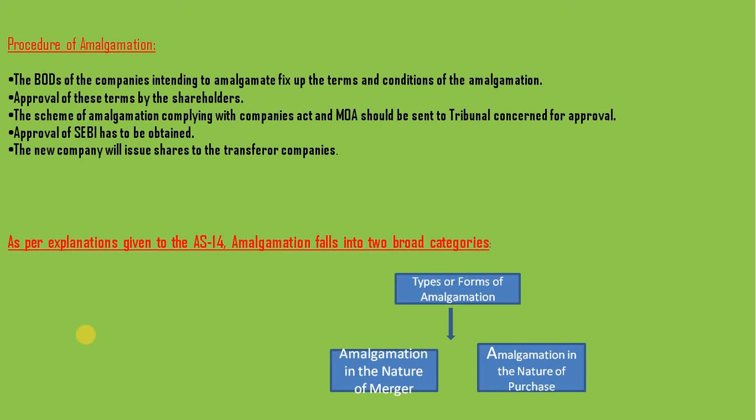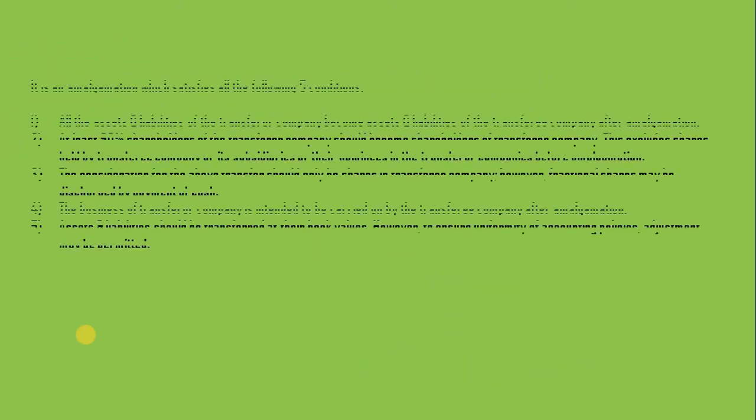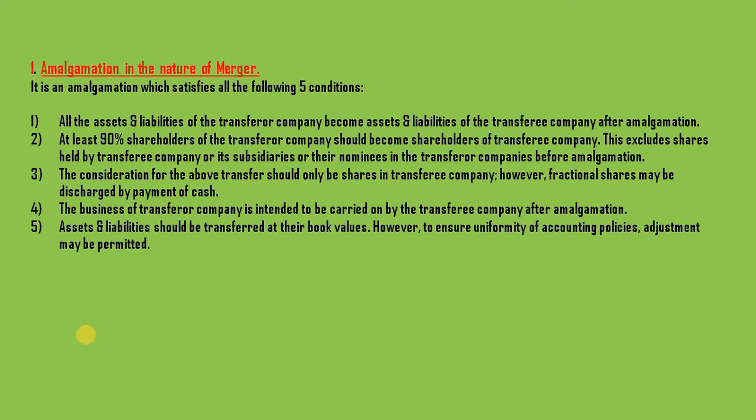So whenever we have any amalgamation problems, first we have to decide whether that amalgamation is in the nature of merger or in the nature of purchase. So there are some conditions which will decide whether it is amalgamation in the nature of merger or in the nature of purchase. Firstly, we will see the conditions that are given for amalgamation in the nature of merger. In this case, there are five conditions as you can see on the screen.